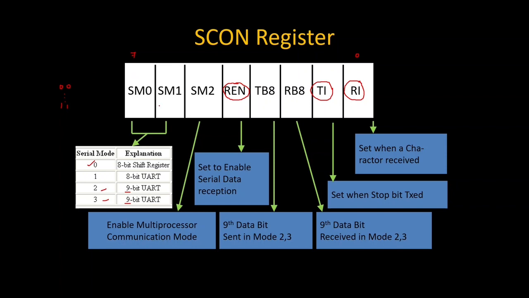So these bits are used to understand which mode it should work in, and this one to understand whether it is going to be multiprocessor or not. If it is not, this one tells whether it is going to be transmitting or receiving. These two are the extra bits of mode 2 and 3 for transmission and receiving. TI represents that transmission is completed, and RI represents that receiving is completed.